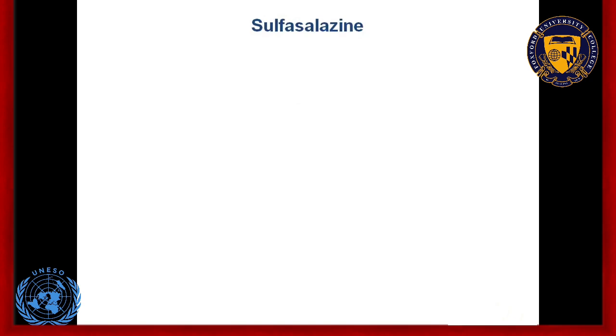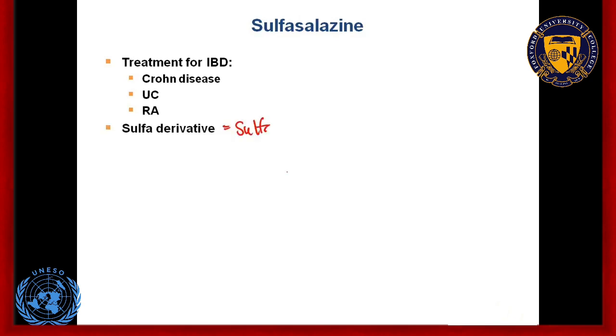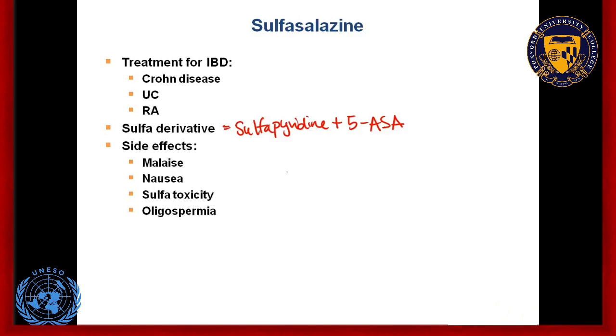Next, let's talk about sulfasalazine. Sulfasalazine can be used in Crohn's disease, ulcerative colitis, and rheumatoid arthritis, similar to infliximab. It is a combination of sulfapyridine, which has an antibacterial effect, and 5-ASA, which is anti-inflammatory. It is activated in the GI tract by colonic bacteria and provides some topical anti-inflammatory relief. Side effects of sulfasalazine include malaise, nausea, sulfatoxicity, and oligospermia that is reversible.